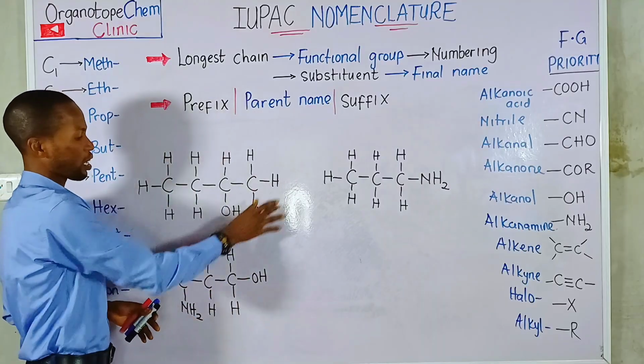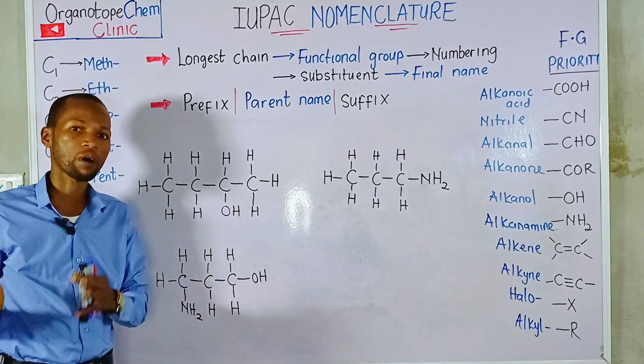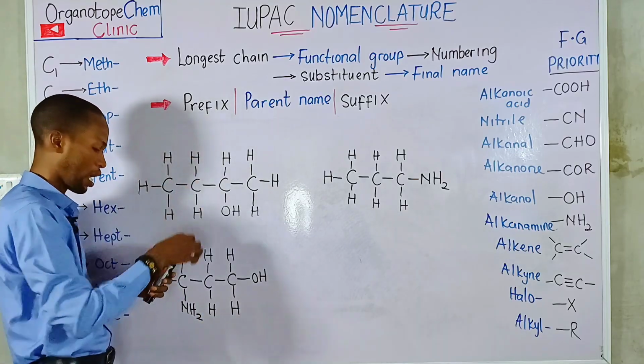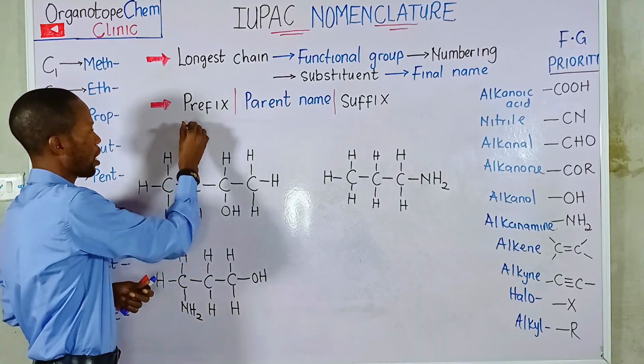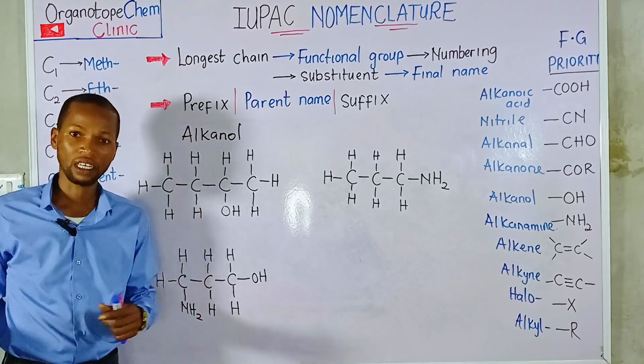Alright, can we consider another class of organic compound? The OH group right here shows the compound belongs to which class of organic compound? That's right, the alkanol. So we have alkanol, also known as the alcohol.